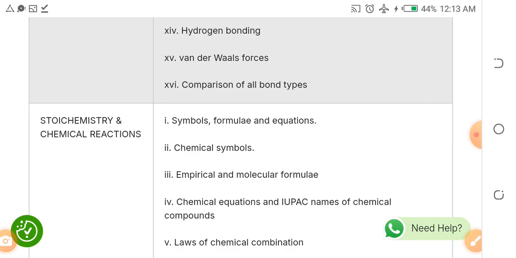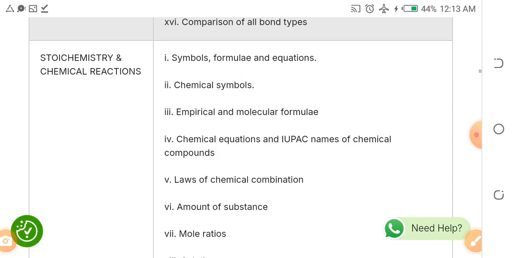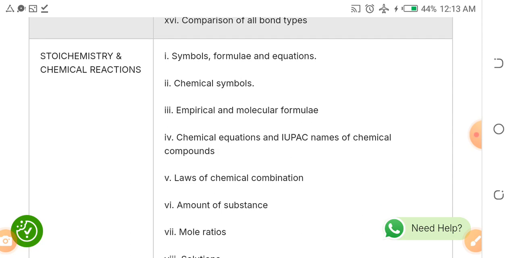Stoichiometry and chemical reaction. Study symbols, formula and equations of chemical reaction, chemical symbols, empirical and molecular formula, chemical equation and IUPAC, name of chemical compound. Assignment. Come under the comment, you, that is you. Don't jump in. Come under the comment and tell me the full meaning of IUPAC. If you don't know, make research. Make research now. I'm sure your chemistry teacher must have taught you, but tell me in the comment section.